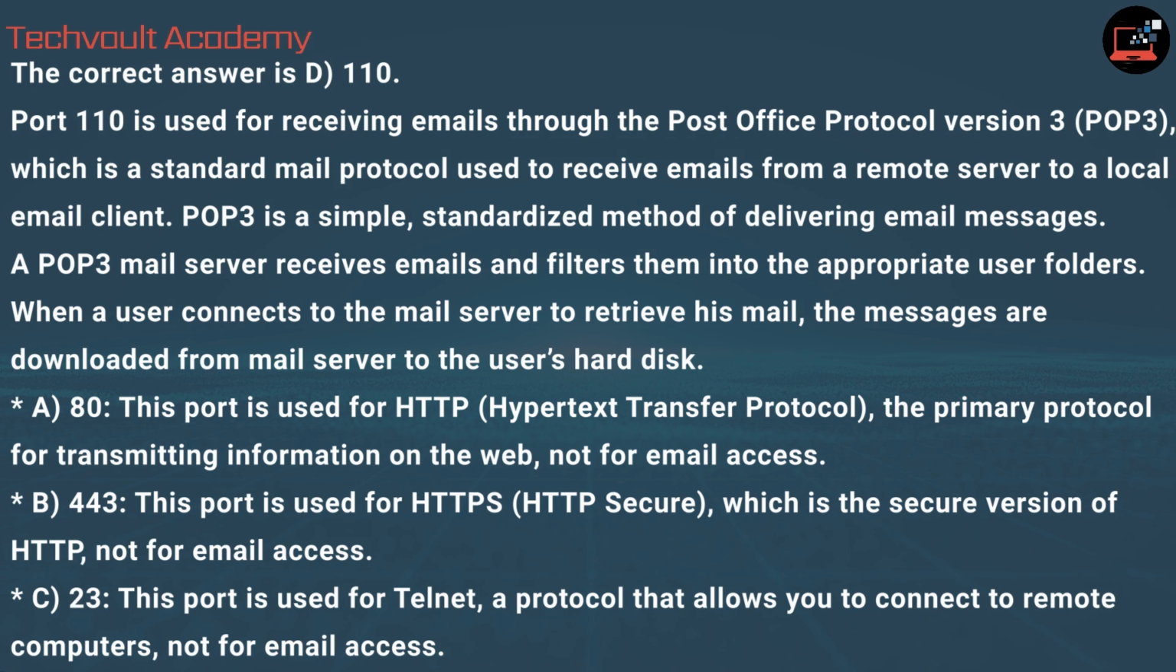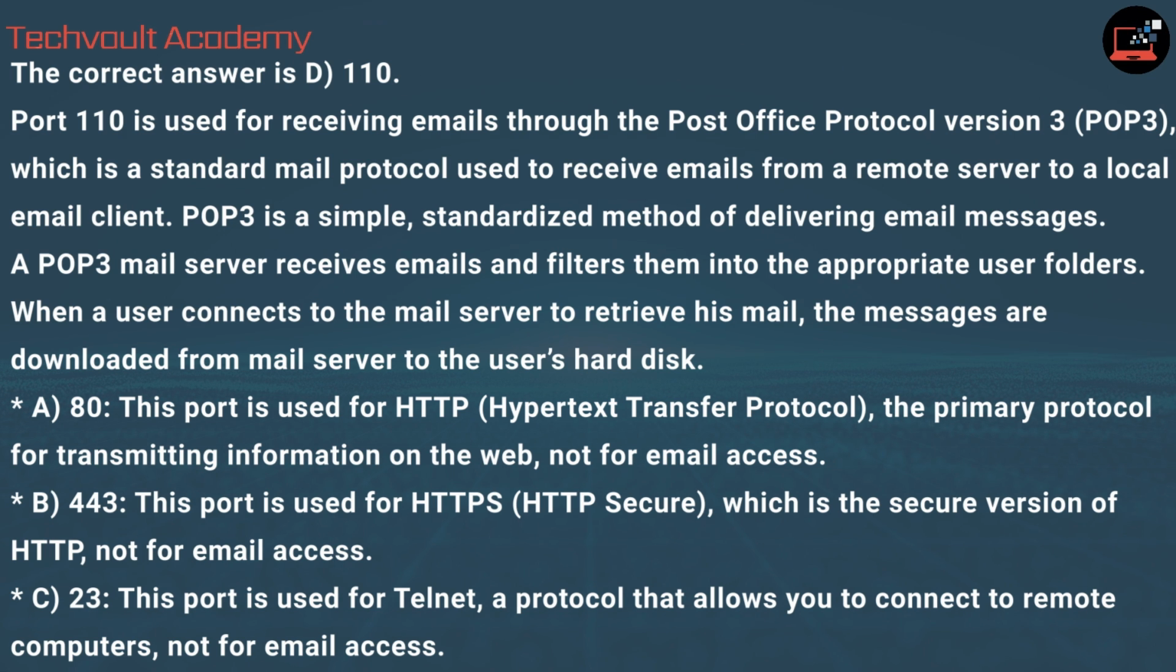The correct answer is D. 110. Port 110 is used for receiving emails through the Post Office Protocol version 3, POP3, which is a standard mail protocol used to receive emails from a remote server to a local email client. POP3 is a simple, standardized method of delivering email messages. A POP3 mail server receives emails and filters them into the appropriate user folders. When a user connects to the mail server to retrieve his mail, the messages are downloaded from mail server to the user's hard disk.